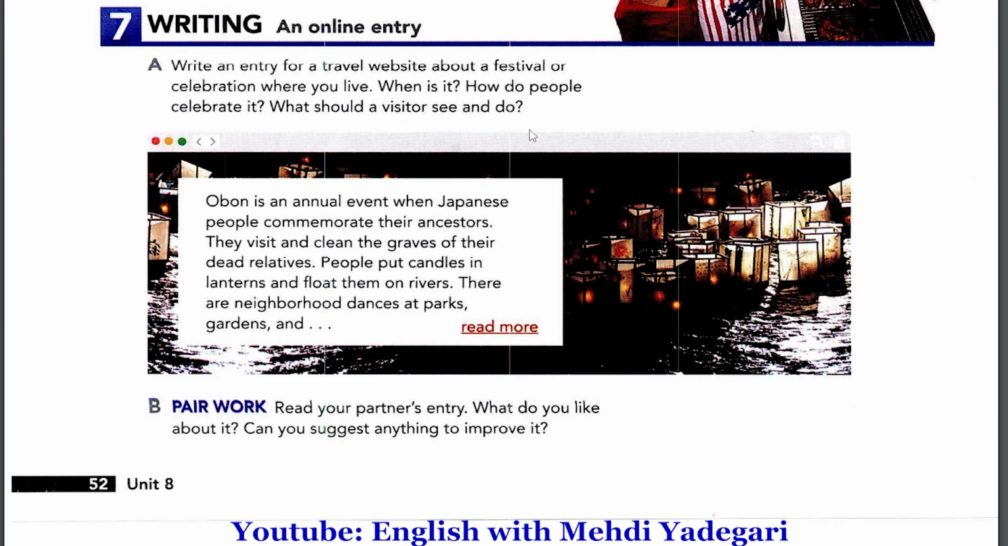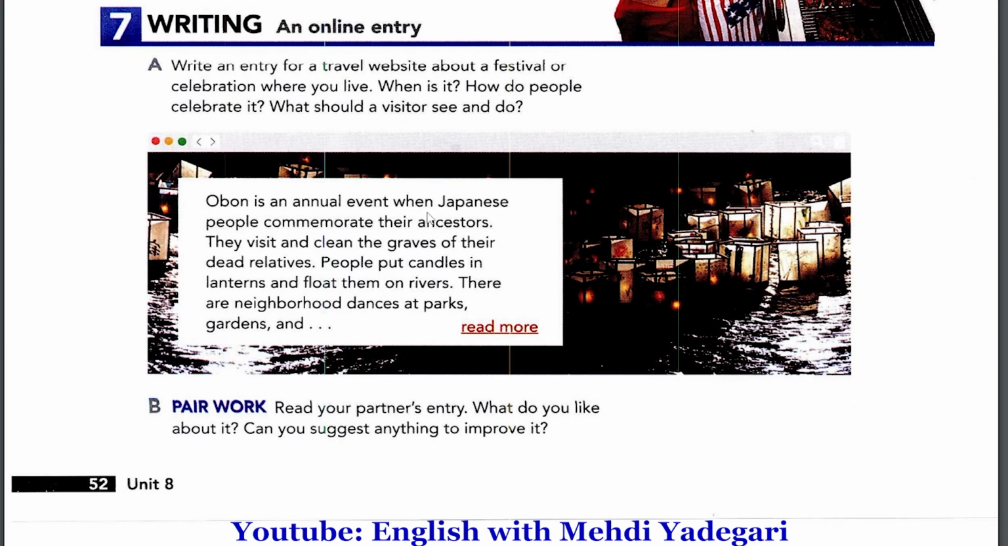It's very easy. Imagine you are on a travel website and you want to tell the world about a holiday in your country, wherever you live. And you have to talk about when that holiday is and how people celebrate it and what should a visitor see and do. As an example, if someone from Europe wants to go to your country, what should they see and do in that holiday? This is an example of an online entry.